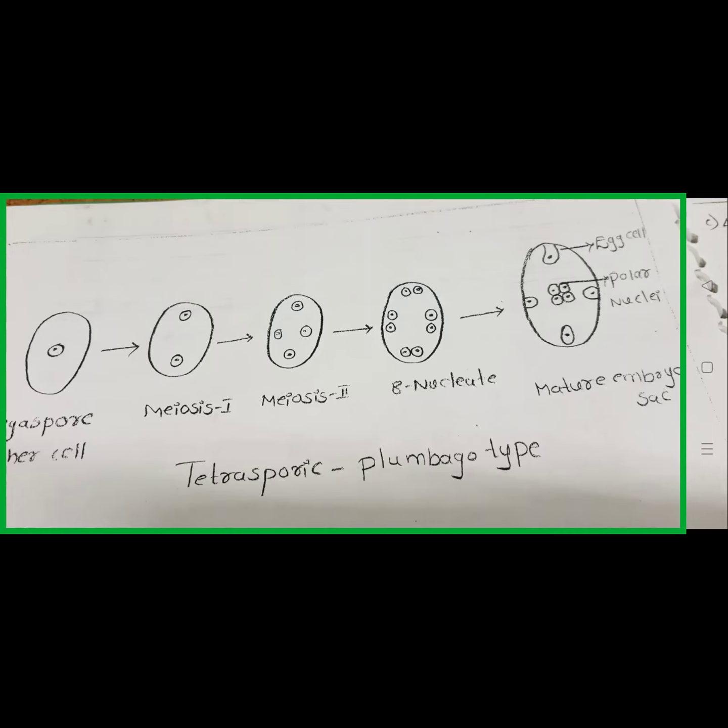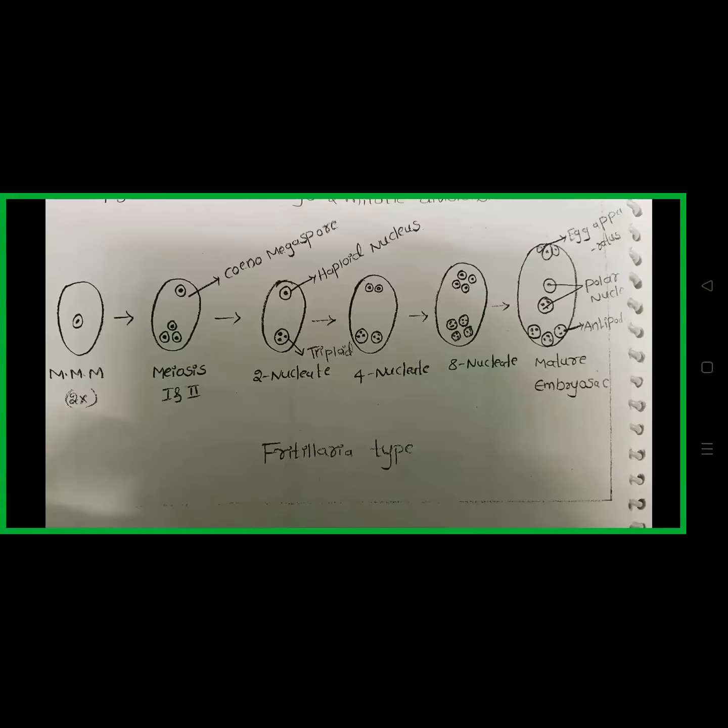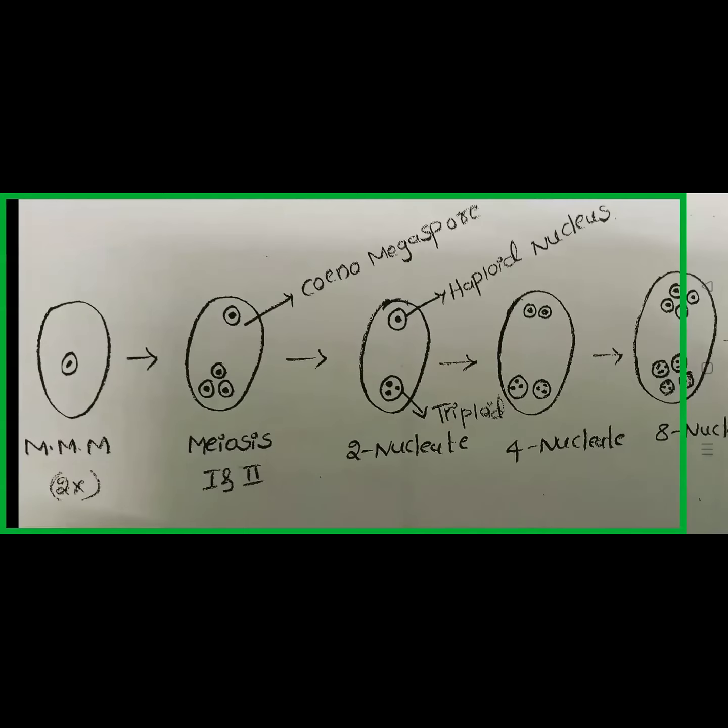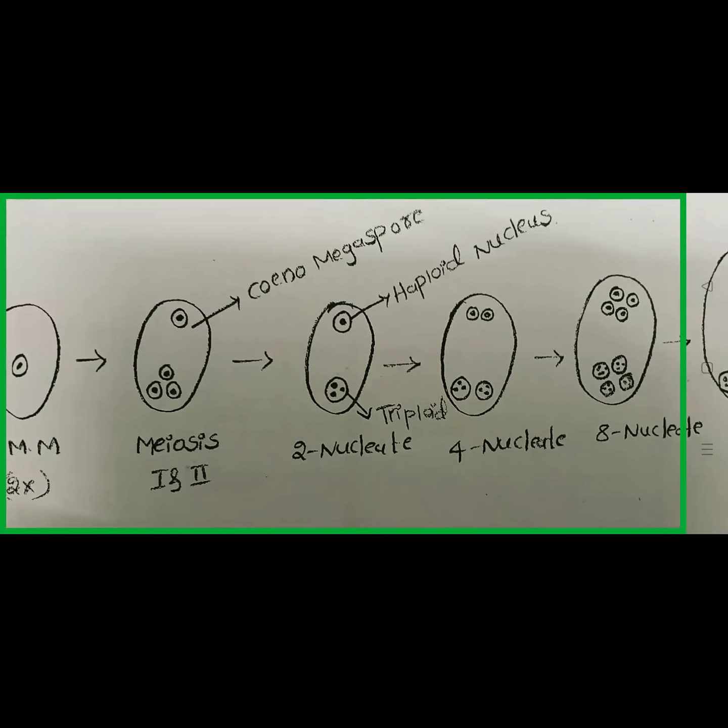Okay, so next we are going to the Fritillaria type. Here this is the Fritillaria type. The 4 haploid nuclei of the megaspore are arranged in 2 groups, 3 at the chalazal end and 1 at the micropylar end. See here, it is very clear. After meiosis 2 the megaspore forms with 1 at the micropylar end and 3 at the chalazal end. The 3 nuclei at the chalazal end fuse to form a triploid nucleus.